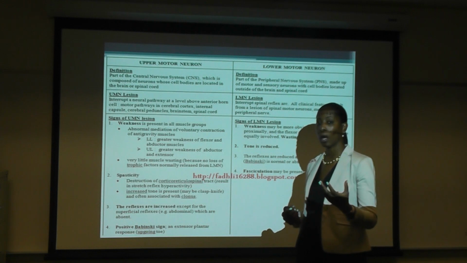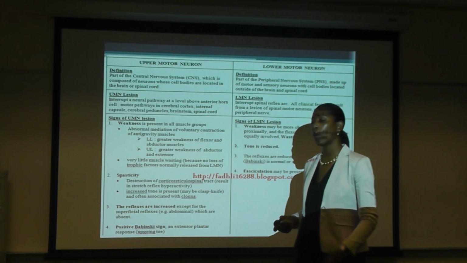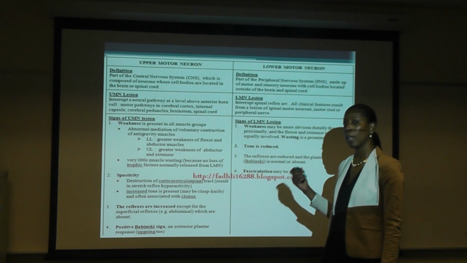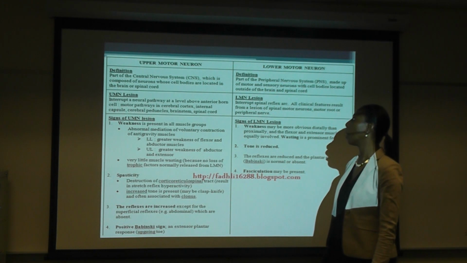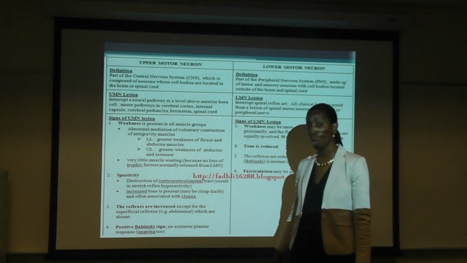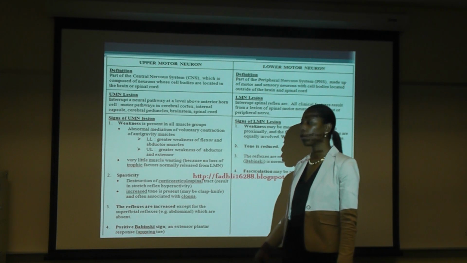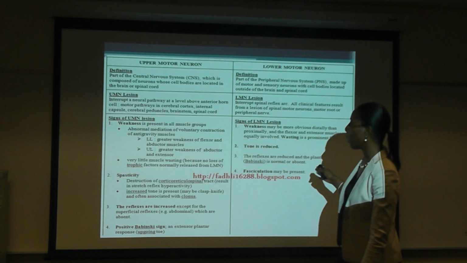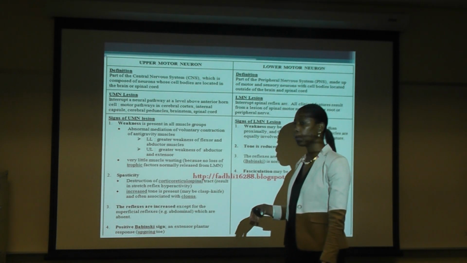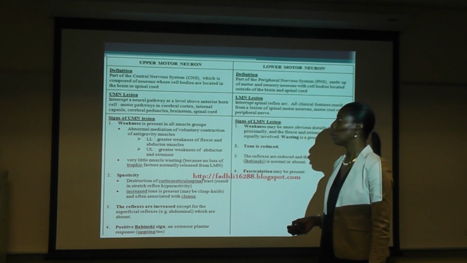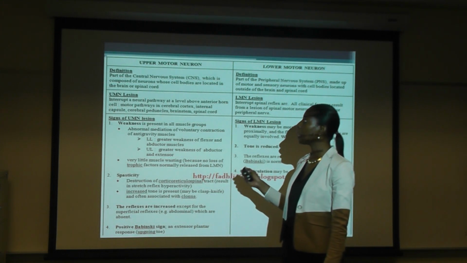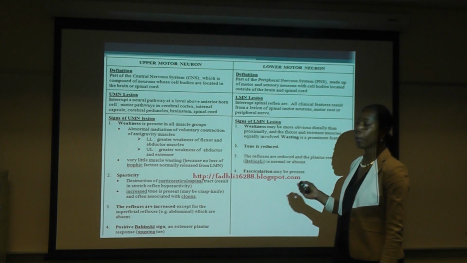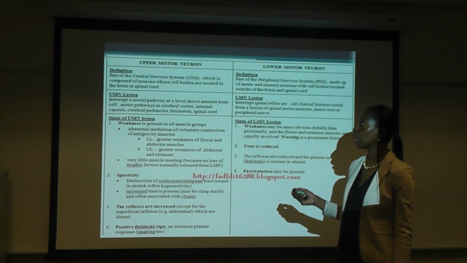That's a signal of upper motor neuron disease. And then you have lower motor neuron disease, where you have flaccidity, loss of muscle tone, weakness. Okay, so you have spasticity and rigidity with upper motor neuron, and then a weakness distal to the lesion.